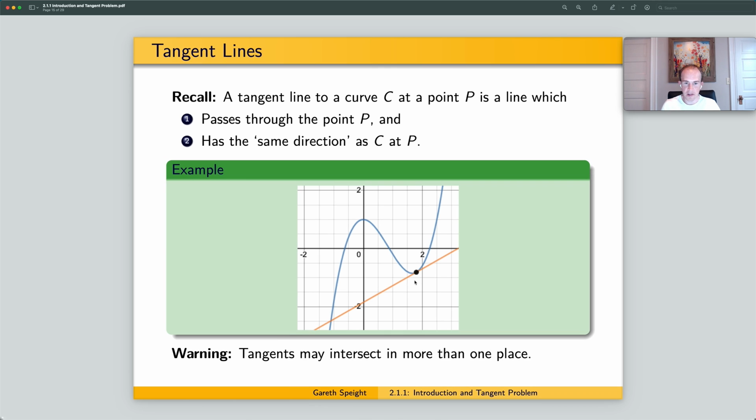Oh, and before I go into that, let me briefly point out that tangent lines might intersect the curve in more than one place. For instance, here the orange line is a tangent line to the blue curve at the point we're interested in, but it intersects it also way over here on the left. There's a common mistake that people seem to think that tangent lines only touch a curve at one point. If you look further away from the point where it's tangent, then it might intersect in more places.